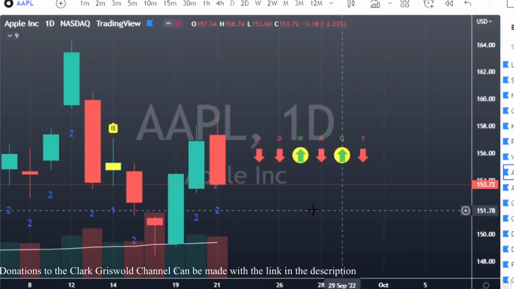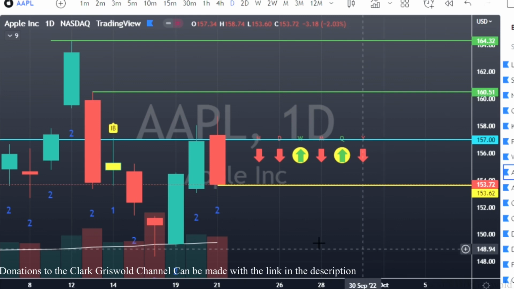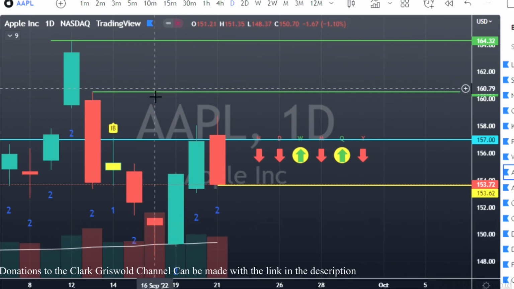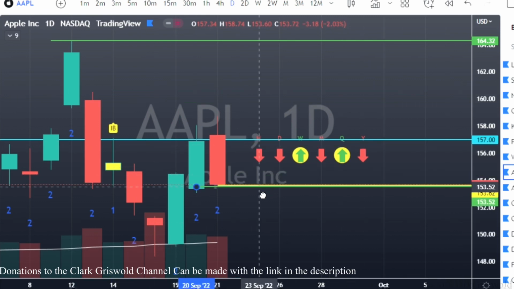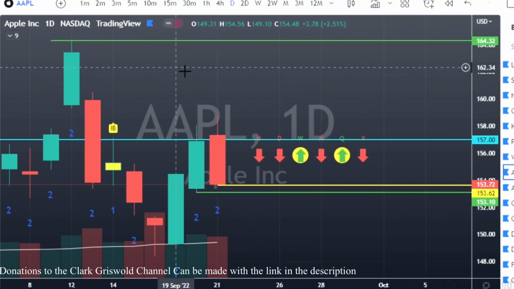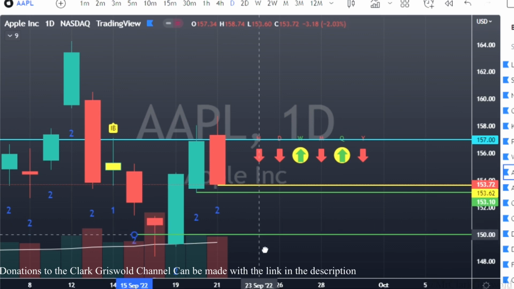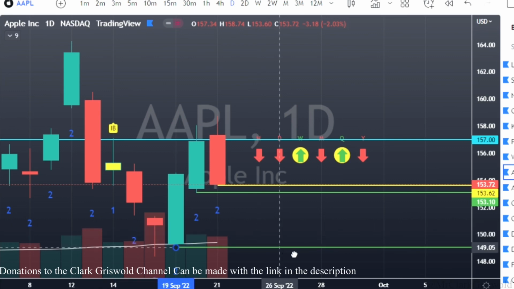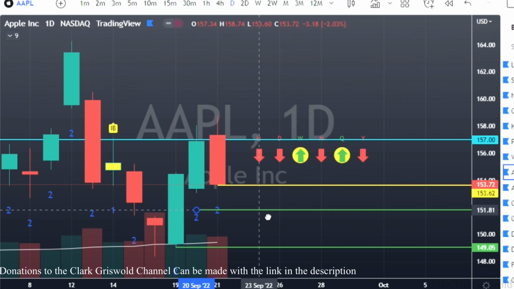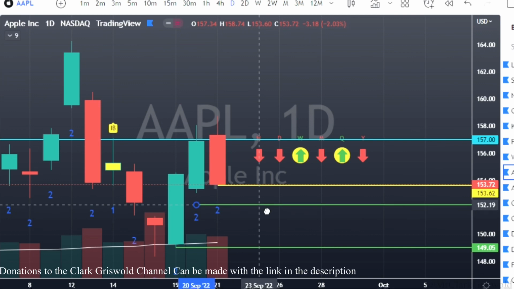Puts on Apple at 153.72. I'm going to move this down so we can have our target marked out there. And again, not great magnitude. So I like to see a little bit of a gap there, a little bit of space in between, a little bit of meat on the bones. So instead of having 10 cents, I would really like to see that in this range here.